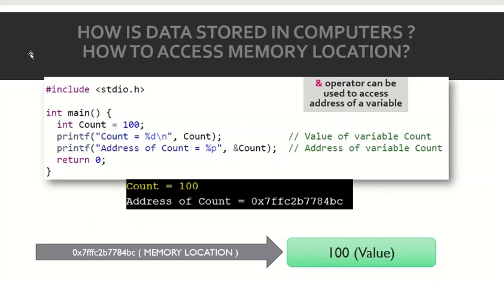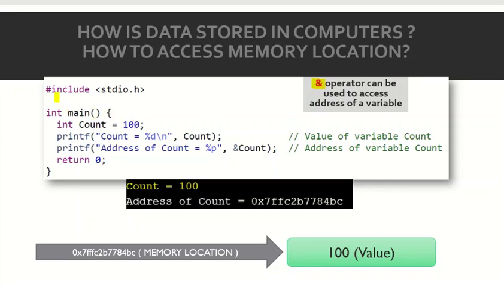Each of these bytes will have a particular allocated memory location. So all the data that we store in our system will have a particular memory location. In C language, we can use the ampersand operator for getting the address of that location. The ampersand operator can be used to access the address of that particular location.